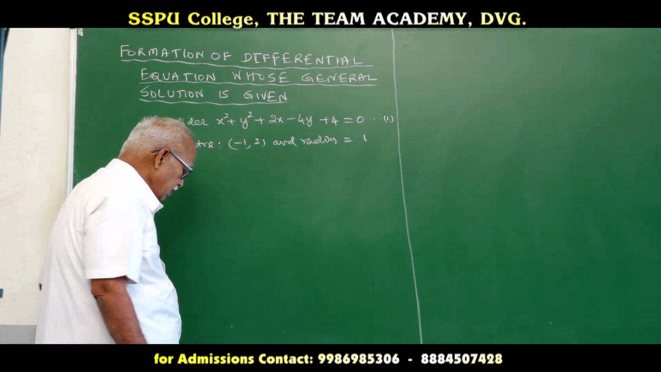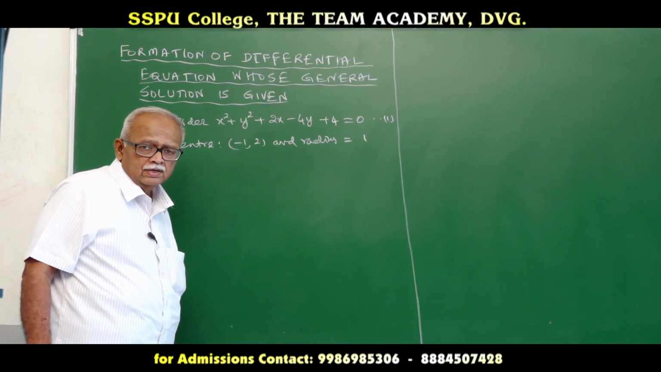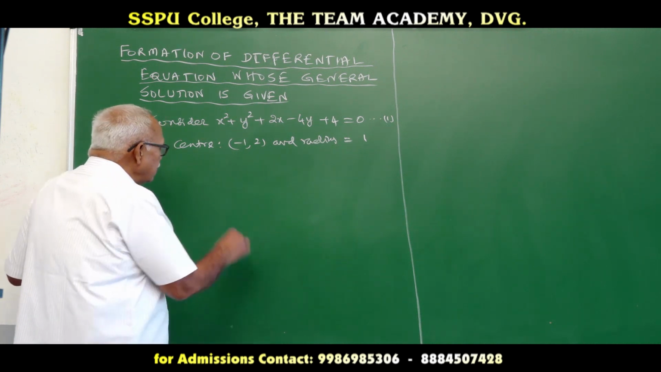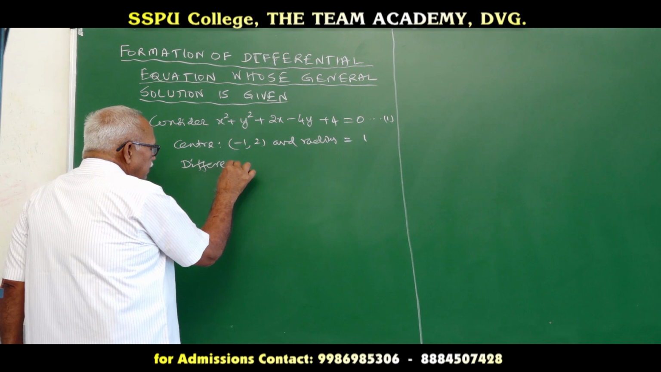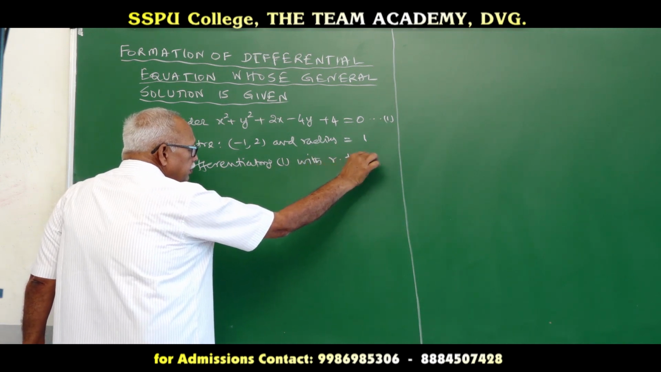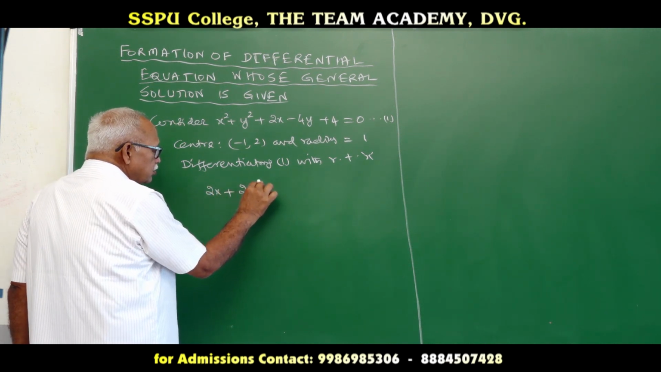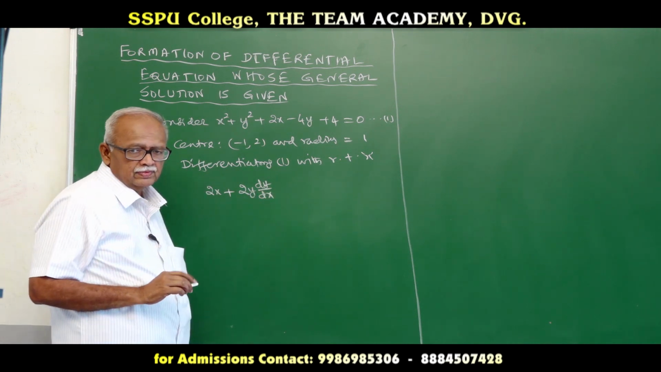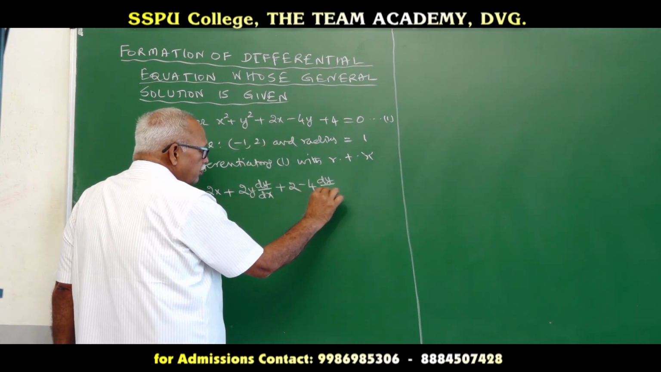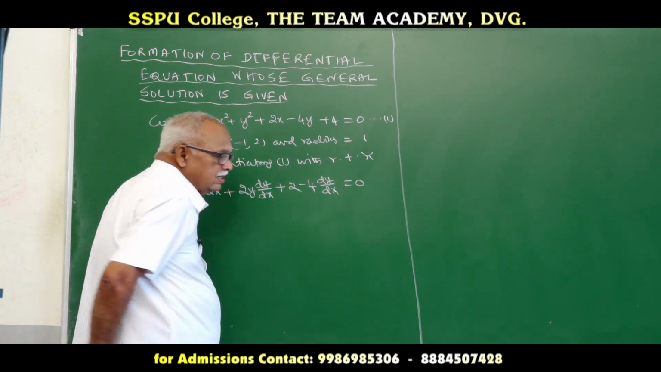Now, let us see how to form the differential equation. Let us take this as the general solution. For forming a differential equation, we have to differentiate the equation. So, differentiating equation 1 with respect to x: x square gives 2x, y square gives 2y dy by dx, for 2x it is 2, and for 4y it is 4 into dy by dx. The 4 is a constant.